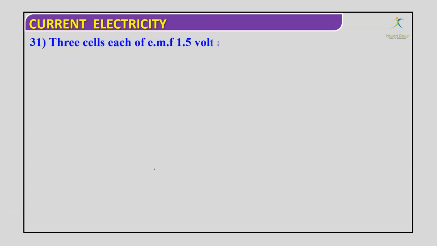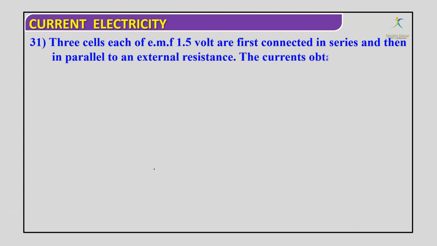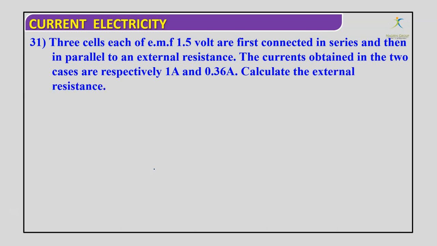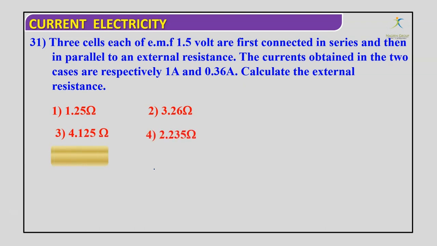Next question, we have three cells, each of e.m.f. 1.5 volt, first connected in series and then in parallel to the external resistance. The currents obtained in the two cases are respectively 1 ampere and 0.6 ampere. Calculate the external resistance: 1.25 ohm, 3.26 ohm, 4.125 ohm, and 2.235 ohm.